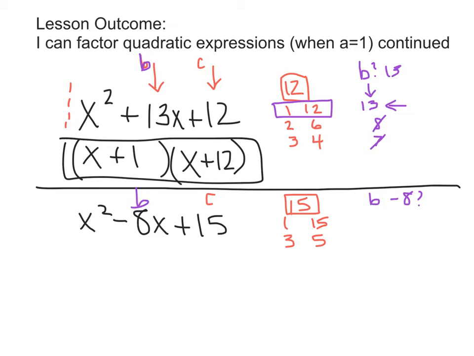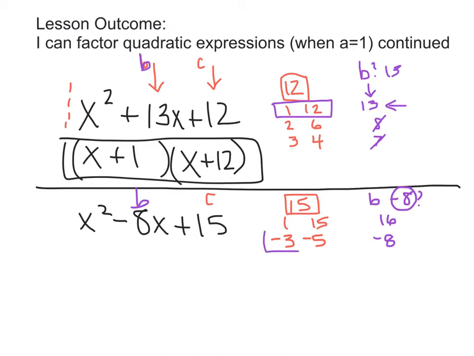Well, 1 plus 15 is 16, and 3 plus 5 is 8. Now, neither of those gives us a negative 8 like we need. Well, remember, we can change both of the signs of 3 and 5, and we still get 2 factors that multiply together to give me 15. Negative 3 times negative 5. A negative times a negative is positive, and 3 times 5 is 15. If we change both of those to negative, we now have negative 3 plus negative 5, and that is indeed negative 8. And that's what we need for our b value.